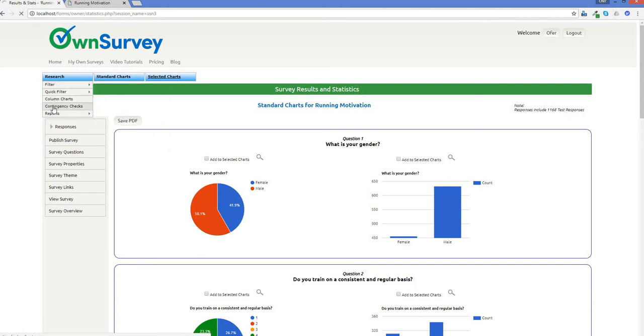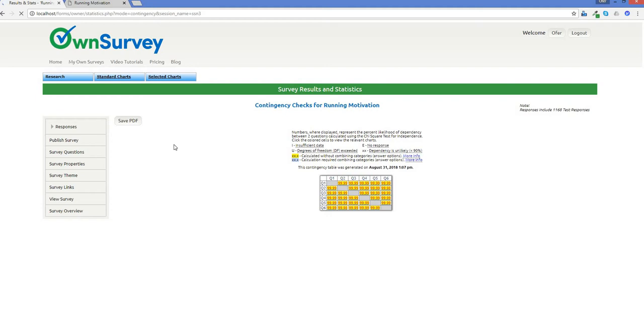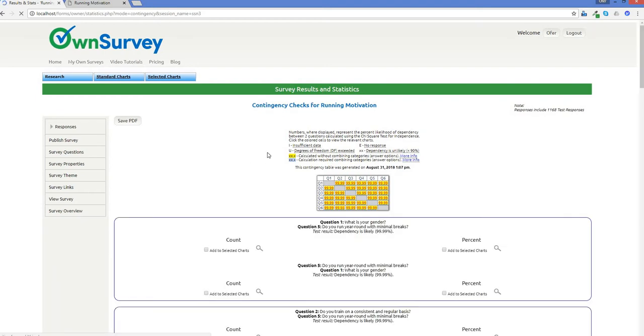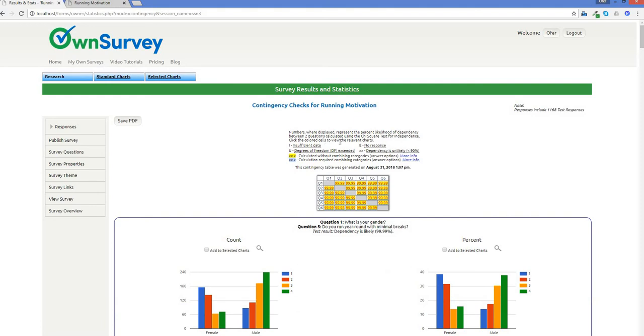Now, to check whether our hypothesis is true, we would go to contingency checks. And what do we see on this page? First of all, there's some explanations. Let's go over these. Numbers, where displayed, represent the percent likelihood of dependency between two questions calculated using the chi-square test for independence. Click the colored cells to view the relevant charts.